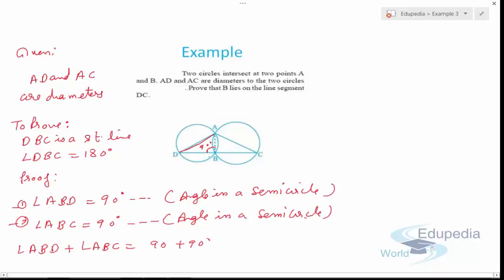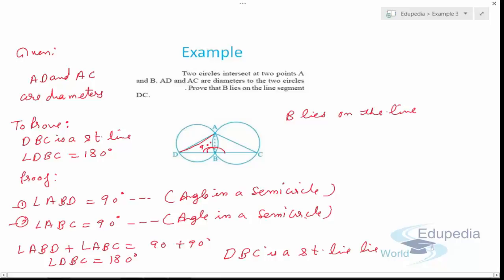Now angle ABD plus angle ABC means this angle plus this angle, so it will be angle DBC, which equals 180 degrees. So we can say that DBC is a straight line, and similarly B lies on the line segment DC. So this is how we can use the concept of angle in a semicircle to solve various examples.